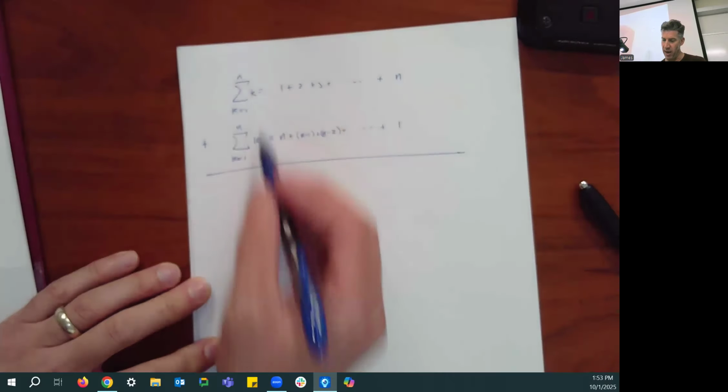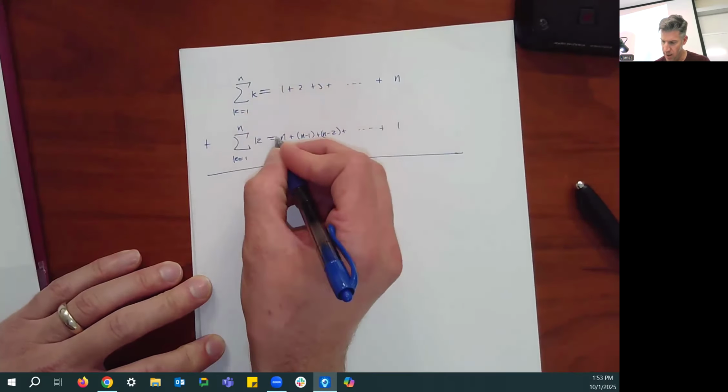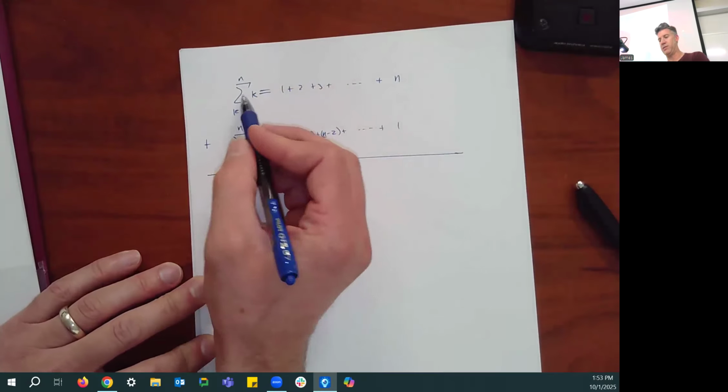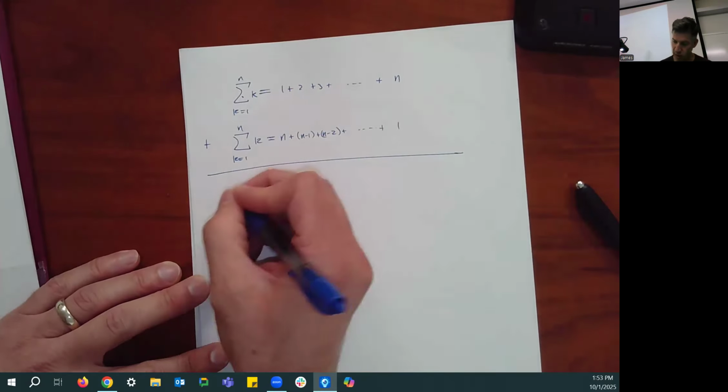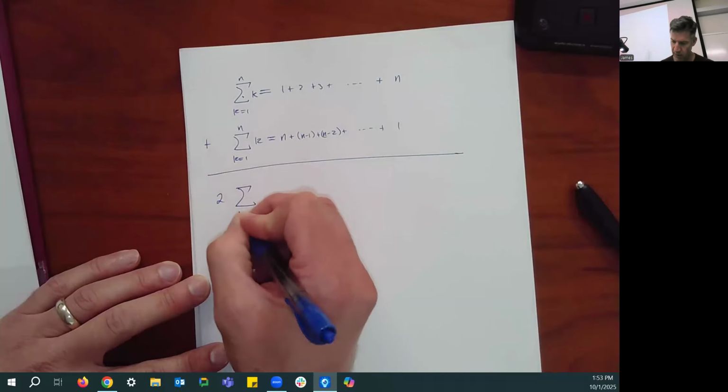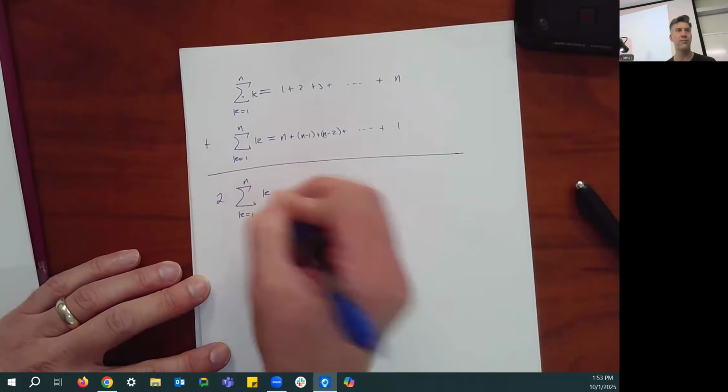So on the left side of my equality here, I have the sum from k equals 1 to n of k plus the sum of k equals 1 to n of k. If you add something to itself, you're just doubling it. So that's 2 times the sum from k equals 1 to n of k.